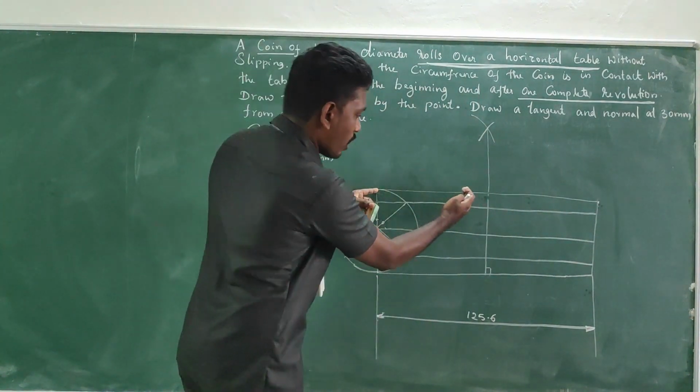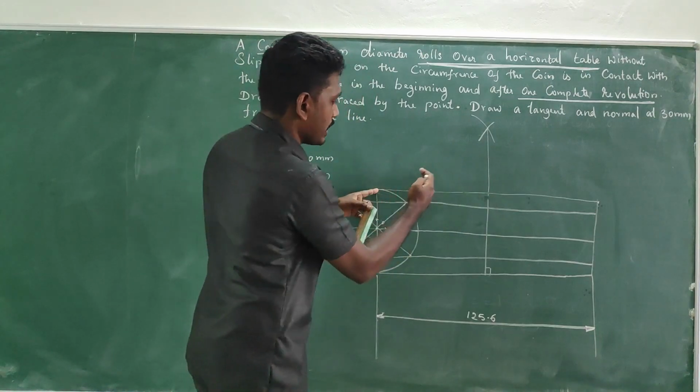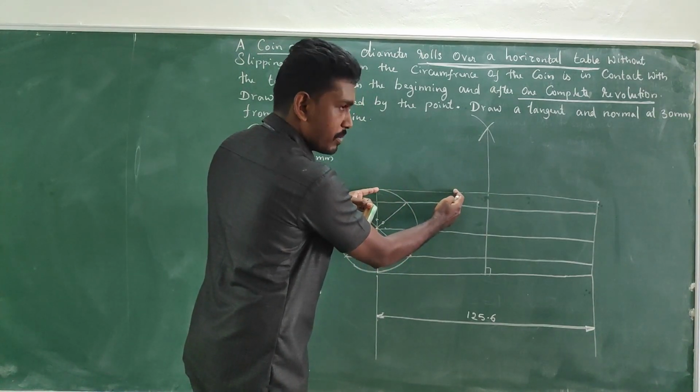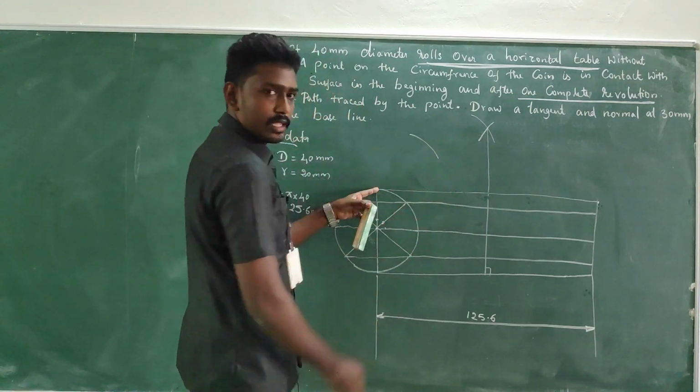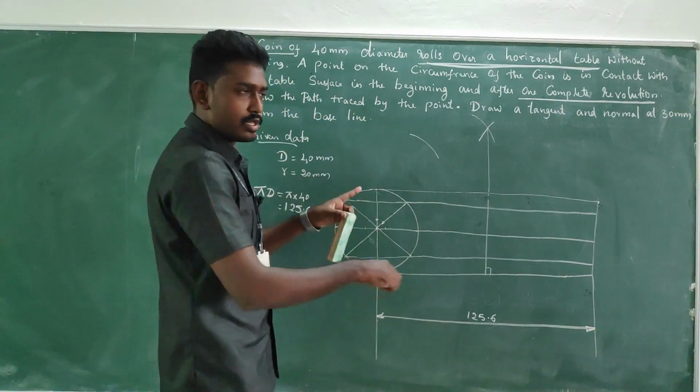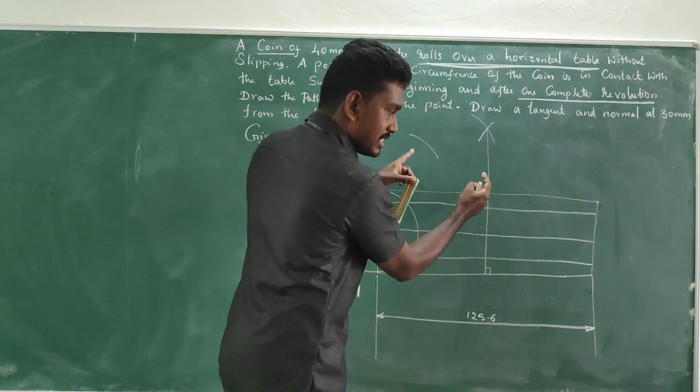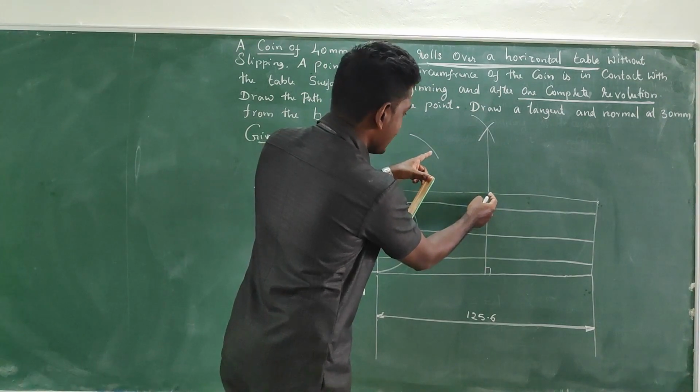So take more than half of this portion. Take more than half of this portion in your compass and go for an arc. Go for an arc and keep with the same measurement from the other end.